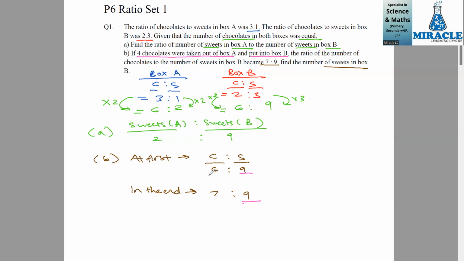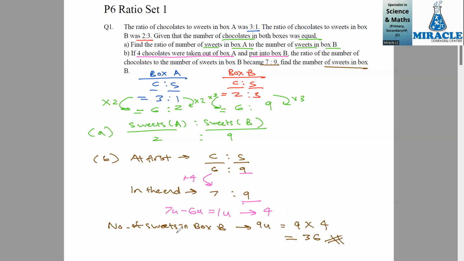And the question states that there were 4 chocolates added into box B. So we can tell that 7 units minus 6 units is equal to 1 unit. 1 unit represents 4. So the question wants us to find the number of sweets in box B. So the number of sweets in box B would be 9 units. So 9 units is equal to 9 times 4, which gives us 36. So that is your final answer for question 1.